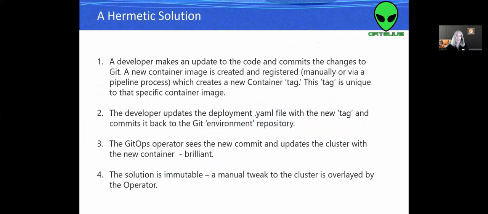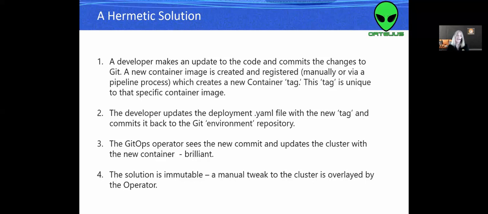So a developer makes an update to the code, commits the changes to Git. A new container image is created and registered. This can be done manually or via a pipeline process, which creates a new container tag. This tag is unique to that specific container. The developer updates the deployment YAML file with that new tag and commits it back to the Git environment repository. The GitOps operator sees the new commit, updates the cluster with the new container. And as I say, that was brilliant.